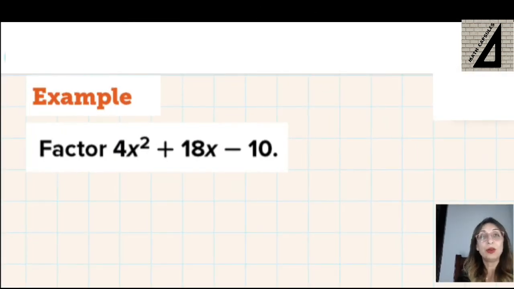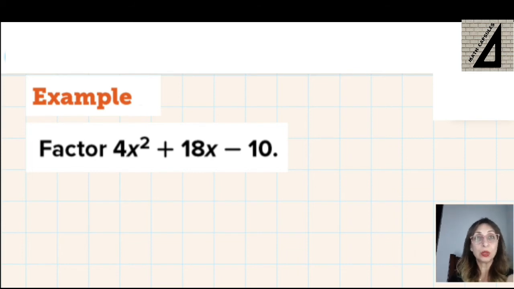Another example, 4x squared plus 18x minus 10. In this trinomial, we will first take a common factor between 4, 18, and 10, because it's obvious that there is a common factor 2 between the three terms. And this will be 2 times the bracket 2x squared plus 9x minus 5.